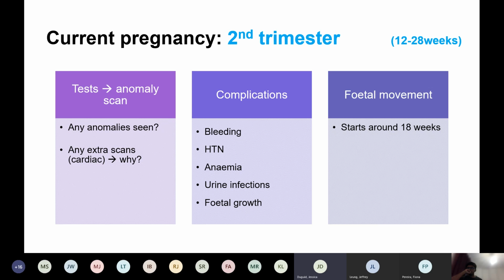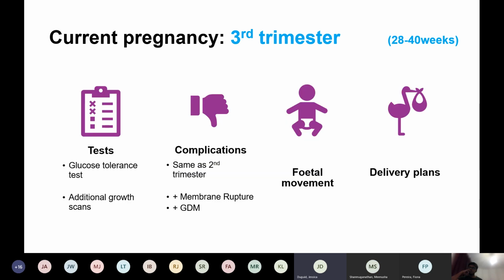And then fetal movement. So as I said before, it starts around 18 weeks, and you just want to ask, is the fetal movement regular? And lots of women, if they come in, this might be a reason why they've come in the first place. So you might not even need to ask it here because you might already know, but they will usually tell you. So third trimester is 28 to 40 weeks.